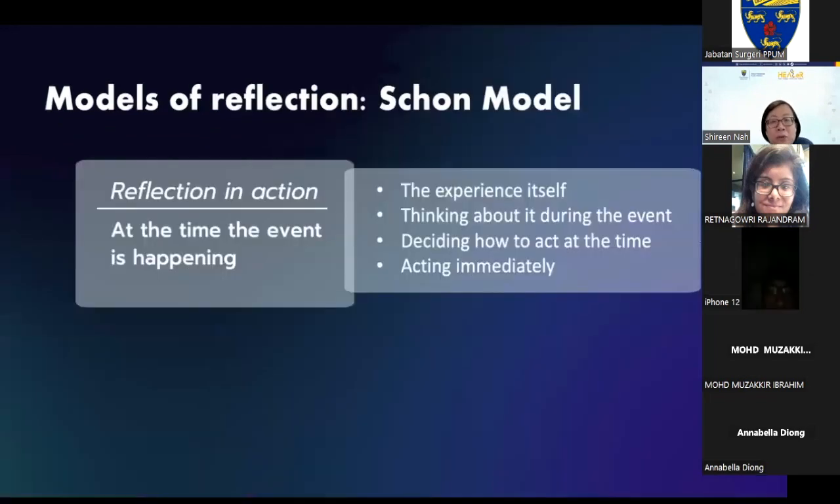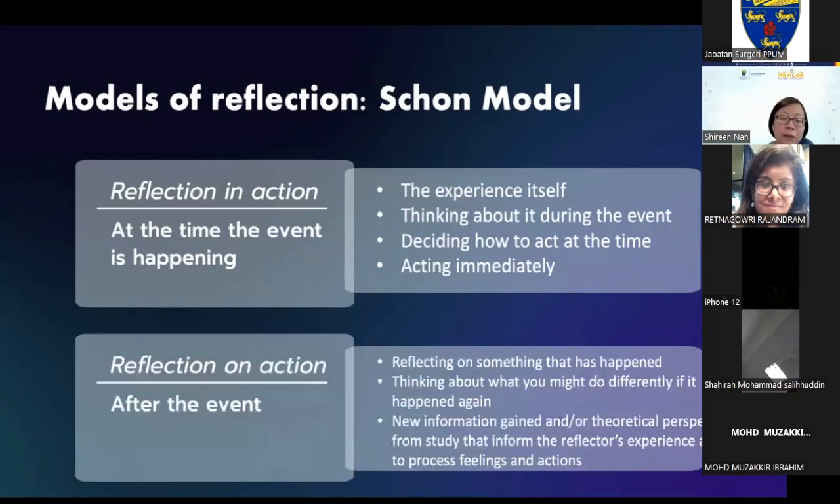This is one of the reflection models, Schön's, I'm not quite sure how to pronounce it. But basically reflection in action is at the time the event is happening. So you're thinking about the experience itself during the event, deciding how to act at the time, and then acting immediately. Alternatively, it also includes reflection on action, which means that you are reflecting on it after the event. So what this means is reflecting on something that has happened, thinking about what you might do differently if it happened again, and what new information you can learn or what theoretical perspectives you can obtain that can inform your experience.